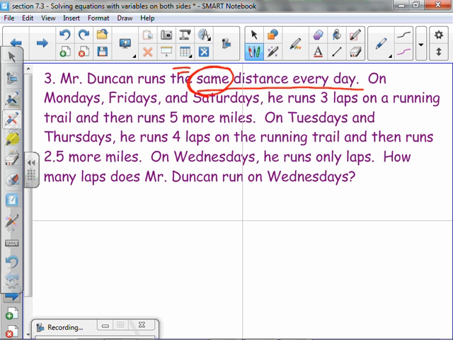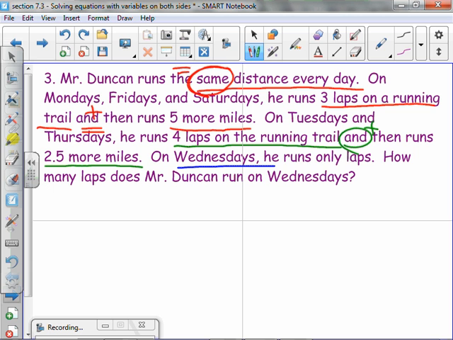Okay, Mondays, Fridays, and Saturdays, he runs 3 laps on a running trail, and that means plus runs 5 more miles. On Tuesdays and Thursdays, he runs 4 laps on the running trail, and that means plus, then runs 2.5 more miles. Finally, on Wednesdays, he only runs laps. How many laps does he run on Wednesdays?